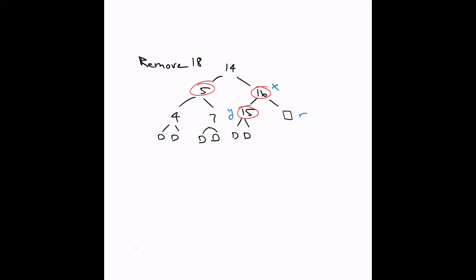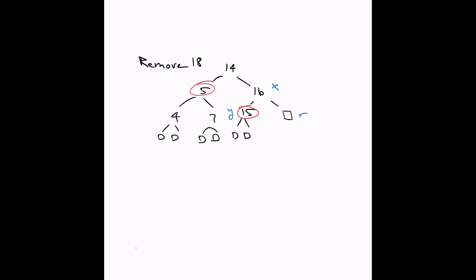And since X is red, we paint it black. So here's the tree after we remove 18 and then recolor. You know, the way that you can check that you perform the operations correctly is that all external nodes should have the same black depth.